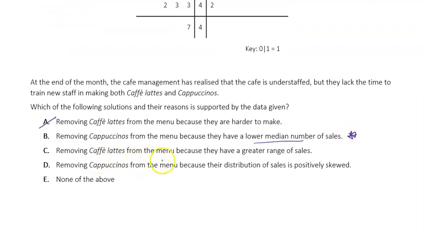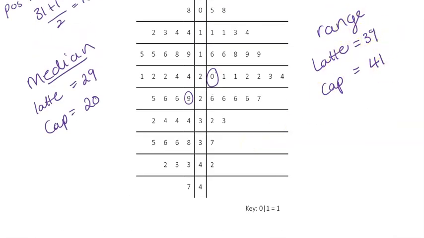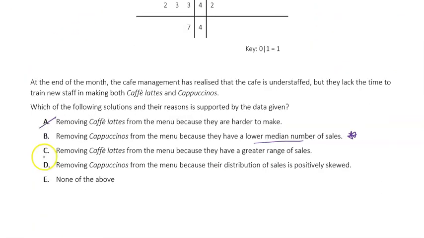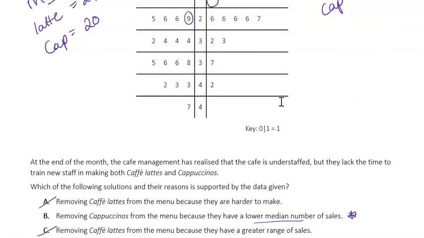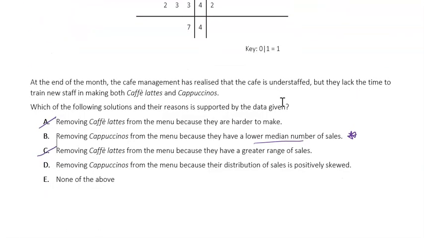C, removing cafe lattes because they have a greater range of sales. Again, if we check, our latte range is actually lower. So that is incorrect information. D, removing cappuccinos from the menu because their distribution of sales is positively skewed. We have a quick look here. I would say we're approximately symmetrical, except for that little bit there. And there's nothing really there in the shape to warrant removing one particular one. So therefore, we can say B is a correct statement. And there's our best statement of the options we have there.